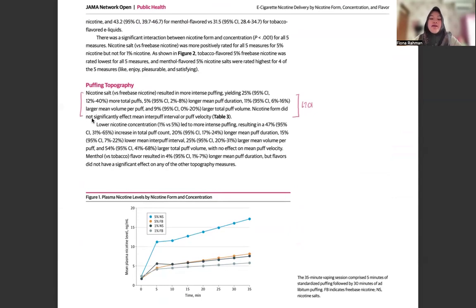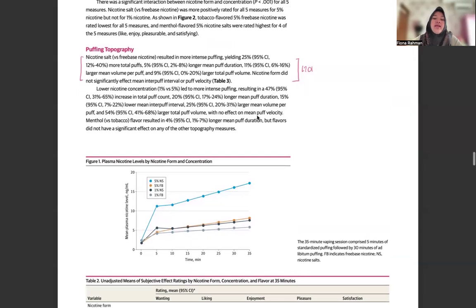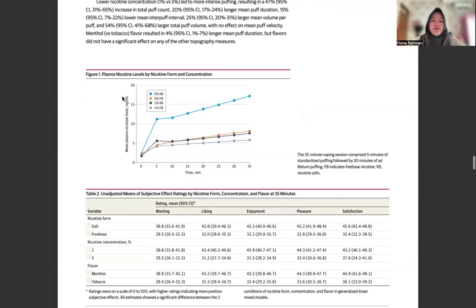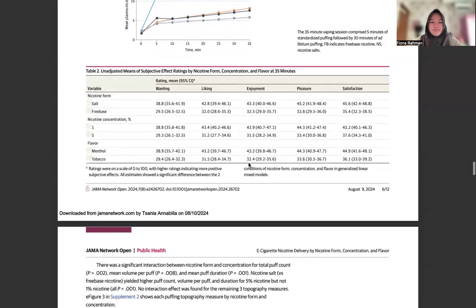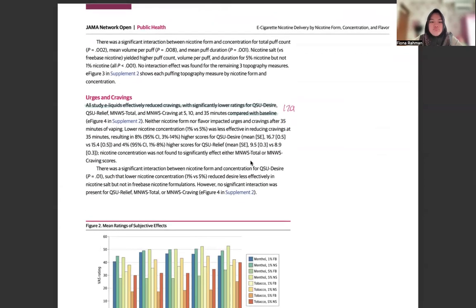In the first paragraph, it contains both a primary and also secondary outcome. It resulted in more intensive puffing, yielding 25% more total puffs, 5% longer mean puff duration, 11% larger mean volume per puff, and 9% larger total puff volume. And it is explained in Figure 1 about plasma nicotine level by nicotine form and concentration. Okay, next. In the urges and craving section, I find the primary and also secondary outcome.